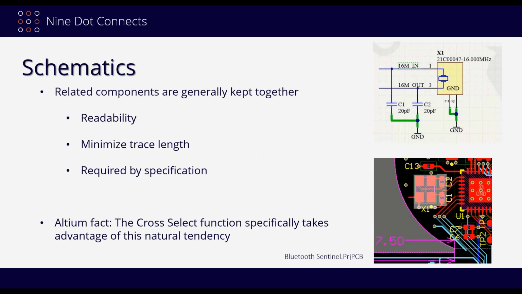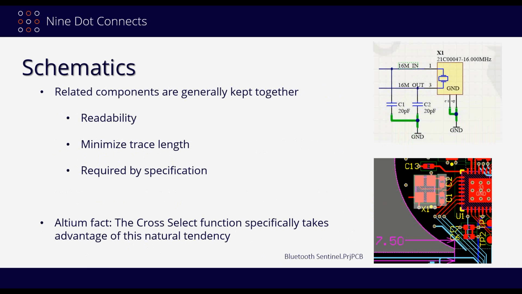Let's talk about this, and we kind of saw this already, but I want to throw something at you that you may not have thought about. As we talked about earlier, the schematic tells a story, and usually when we put down components, we put them in close proximity to each other. Why? Because A, readability, number 2, we want to minimize the trace length, and number 3, they're usually required by specification.